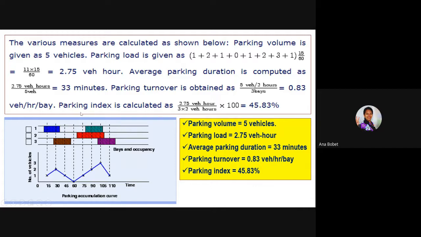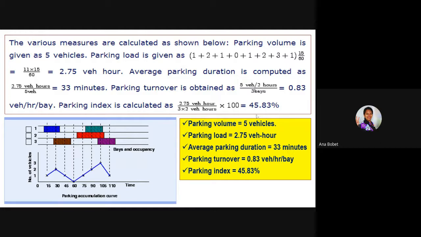But then if you look at parking index, so pila ang, how to say, efficiency sa imong parking lot. Mingon ta, that's 2.75 parking load divided by 3 ka bay area, that's capacity, and ang survey time, that's 2 vehicle hours. So makancel ng vehicle hour, the remaining unit will be now percent kay multiply man sa 100. So you get 45.83%, which is about 46%. Good or bad?